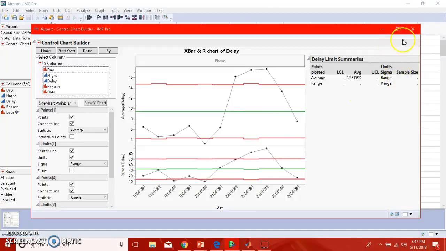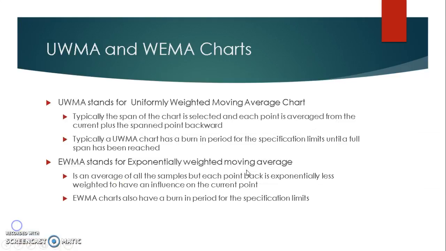So moving on to the next types of charts, we have the UWMA and EWMA charts. The UWMA chart stands for Uniformly Weighted Moving Average. Typically we choose a span of a certain amount of data points back. We average that, and that is our current point. So basically we take our current sample, the sample before it and the sample before that, if we have 3, and average them all together, and that's the current point we have. Also, WMA charts typically have a burn-in period just because you don't have a full span yet. It has a burn-in period until that span is reached.